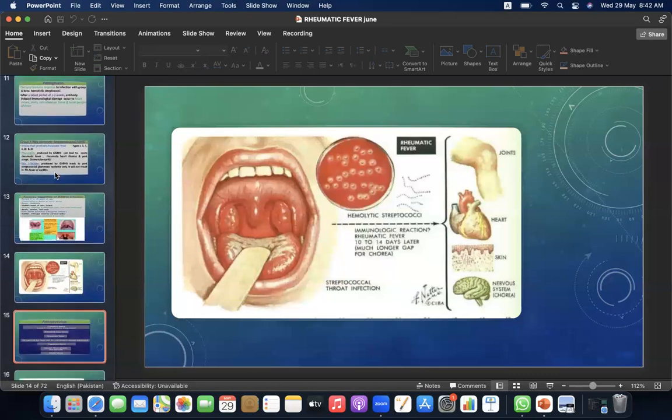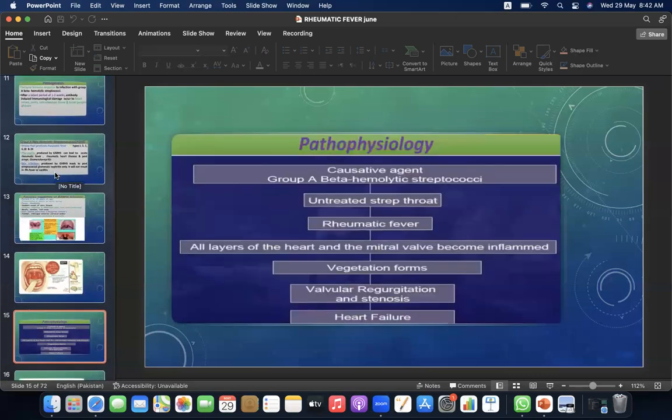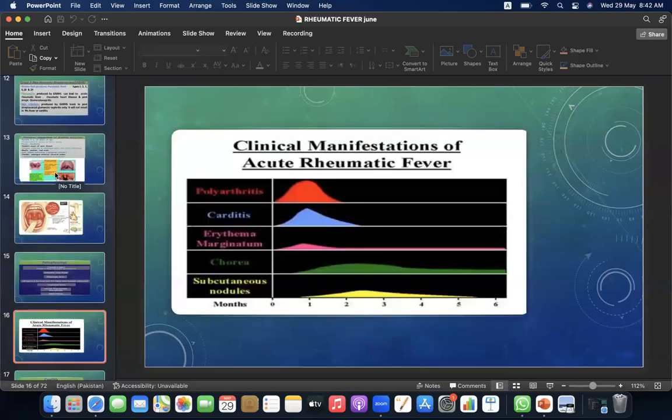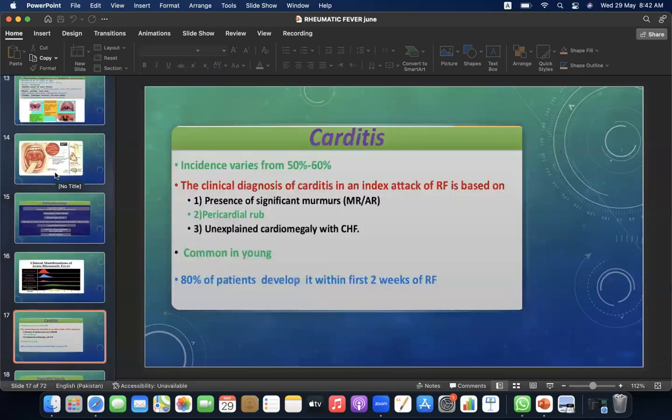So, pathophysiology. The causative agent is the group A beta hemolytic streptococci, untreated streptococcal throat, rheumatic fever. All layers of the heart and the mitral valve become inflamed, vegetation forms, and valvular regurgitation and stenosis, and then there will be heart failure. Clinical manifestations of acute rheumatic fever are polyarthritis, carditis, erythema marginatum, chorea, subcutaneous nodules, and so on.